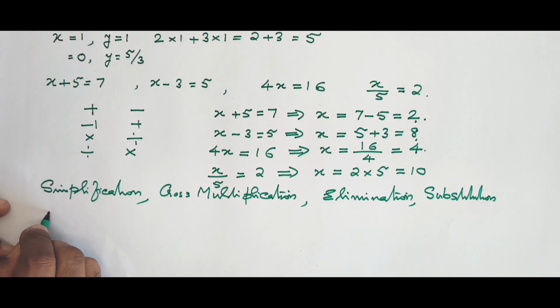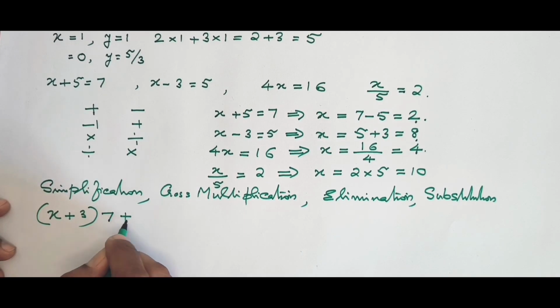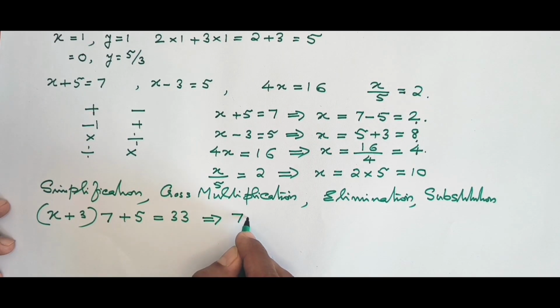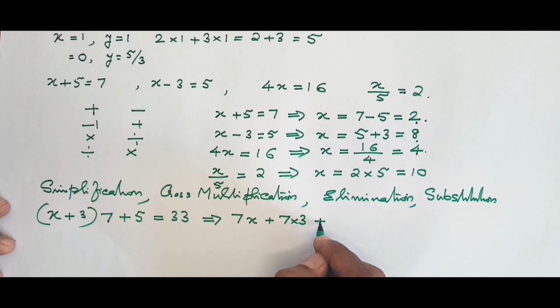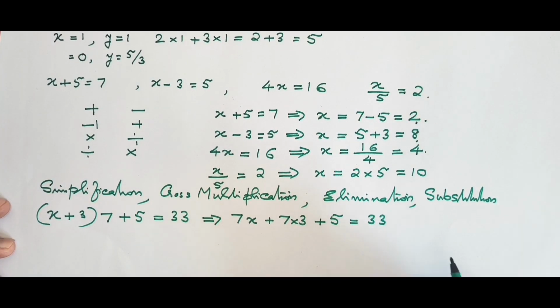Let's begin with this equation. x plus 3, the whole multiplied by 7, plus 5 equals 33. All you need to do is just simplify the left-hand side algebraic expression. See, multiply these two terms with 7, rather distribute 7 to both of the terms inside the bracket. So you have 7 multiplied by x plus 7 multiplied by 3. Then there is a 5 here. On the right side, 33.